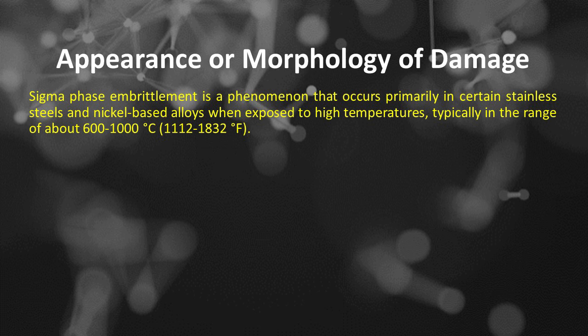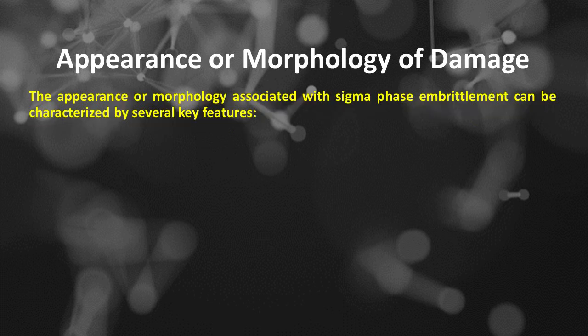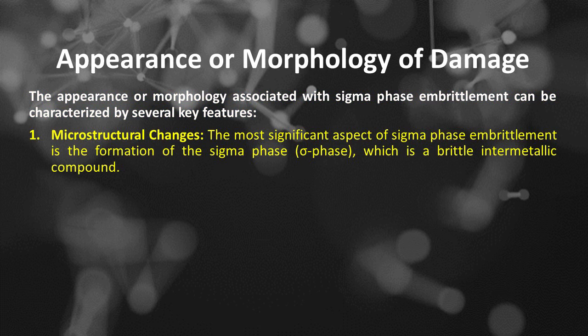Sigma phase embrittlement is a phenomenon that occurs primarily in certain stainless steels and nickel-based alloys when exposed to high temperatures, typically in the range of about 600 to 1000 degrees Celsius, or 1112 to 1832 degrees Fahrenheit. The appearance or morphology associated with sigma phase embrittlement can be characterized by several key features. Number 1 is microstructural changes.